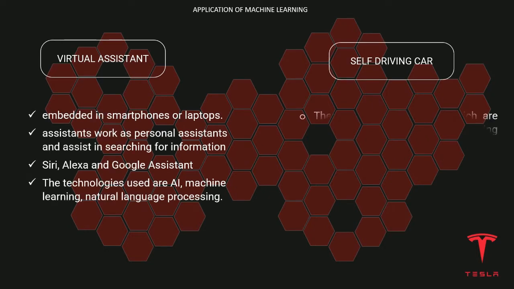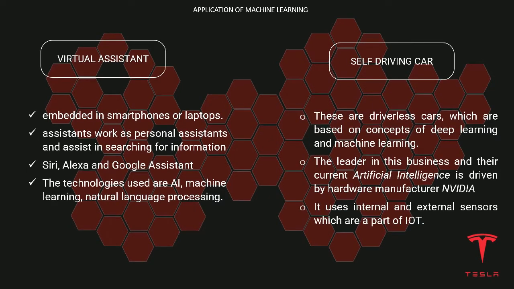Well, here is one of the coolest applications of machine learning. It's here and people are already using it. Machine learning plays a very important role in self-driving cars, and I'm sure you might have heard about Tesla, the leader in this business. Their current artificial intelligence is driven by hardware manufacturer NVIDIA, which is based on an unsupervised learning algorithm. NVIDIA states that they didn't train their model to detect people or any object as such. The model works on deep learning and machine learning. It uses internal and external sensors, which are a part of IoT.